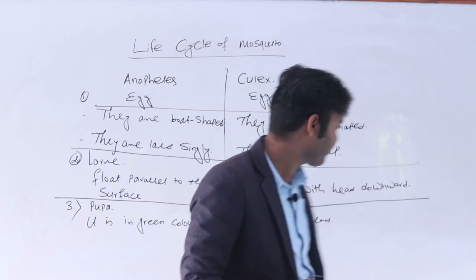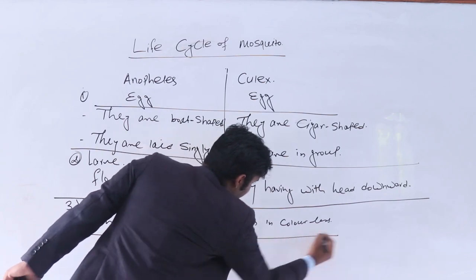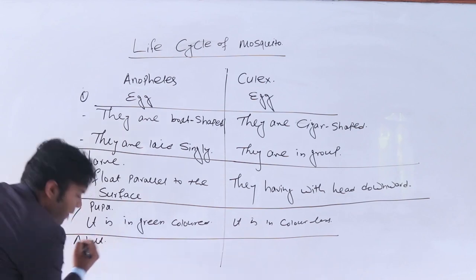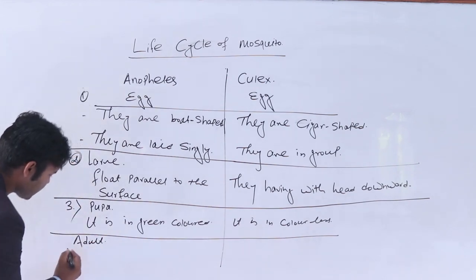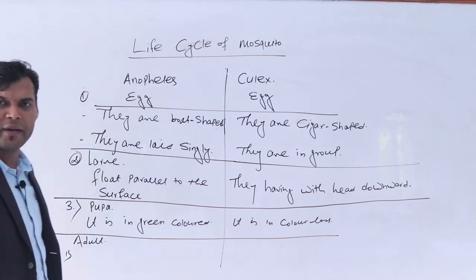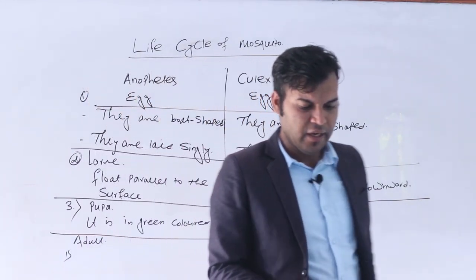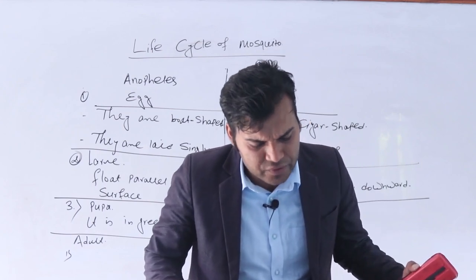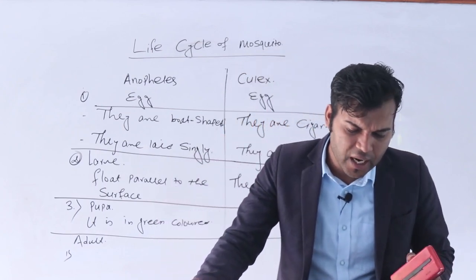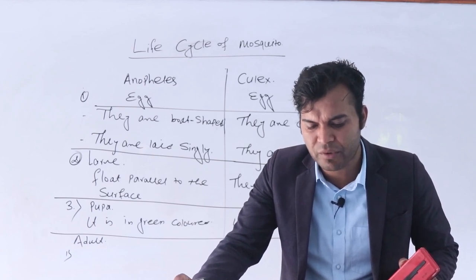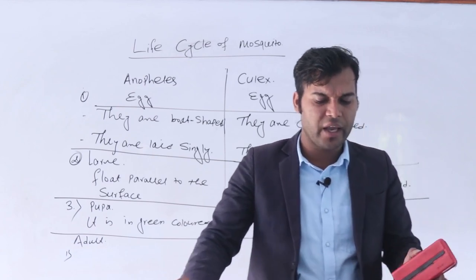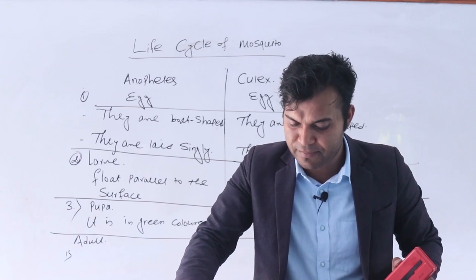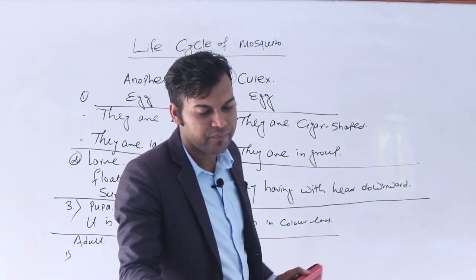In the adult stage, how do we separate? Look here. In the adult stage, how do we separate? In anopheles, the body is slender with delicate legs. In culex, the body is broad with shorter legs. Anopheles wings are spotted. Culex wings are a uniform color. In anopheles, the body is at an acute angle with the surface on which it rests. In culex, the body is more or less parallel to the surface on which it rests.